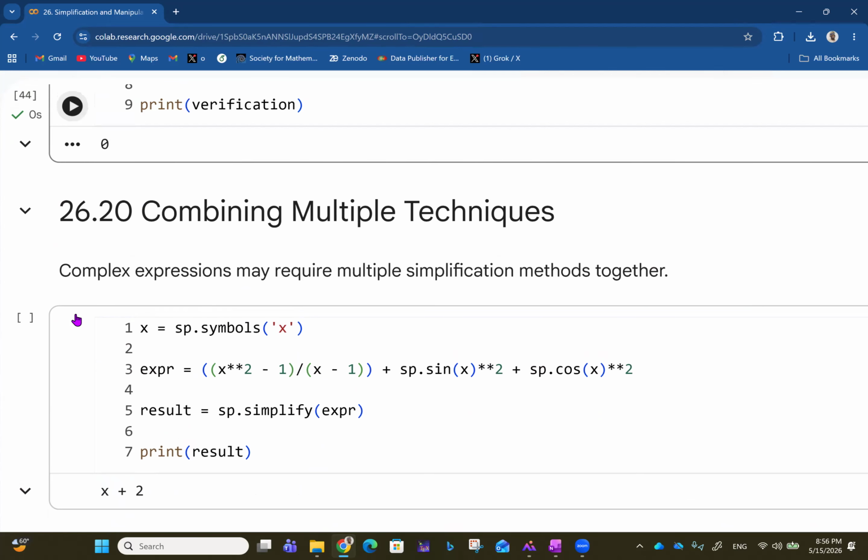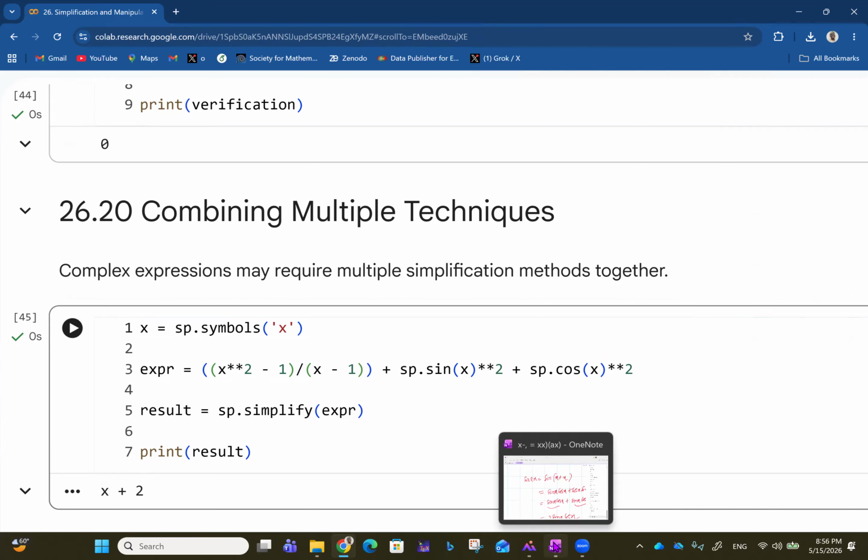Then combining multiple techniques now. Complex expressions may require multiple simplification methods together. So in this case, imagine you've created your symbol x, and then you have x squared minus 1 over x minus 1 plus sine squared x plus cos squared x. Of course, sine squared x plus cos squared x is 1. And then when you simplify, this is x plus 1. x plus 1 plus 1, that's x plus 2. That's exactly what is happening here.